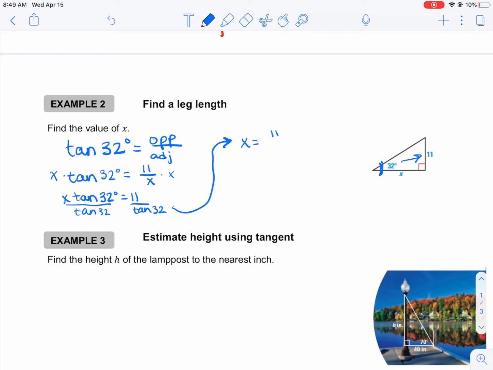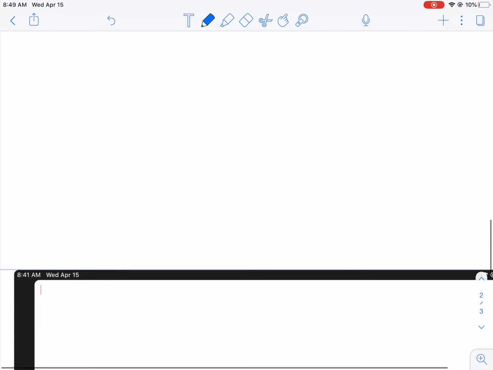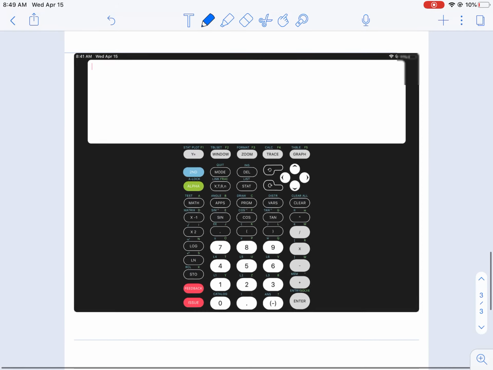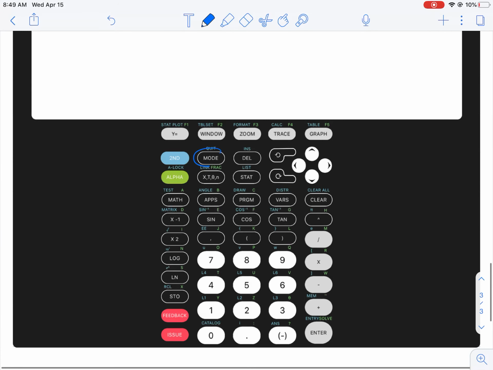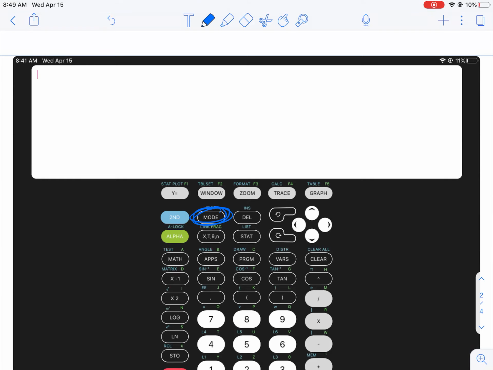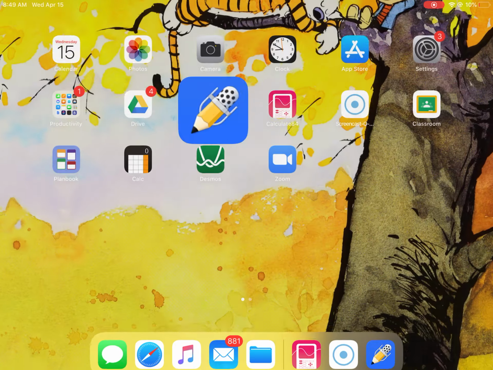So then I have x equals 11 divided by tangent of 32. Okay, before we go on, I need to show you something on your calculators. So first of all, in your calculator, you need to go to mode. And once you're in mode, you should see this menu. On the third line, it says radian and degree. You need to make sure that the thing that says radian is highlighted.